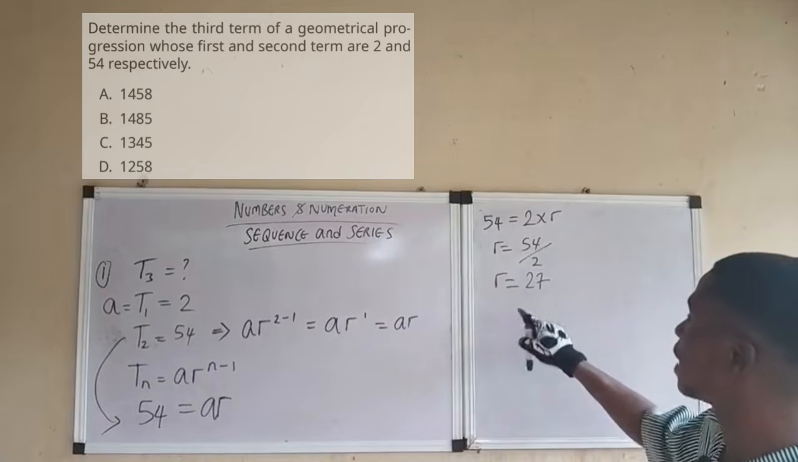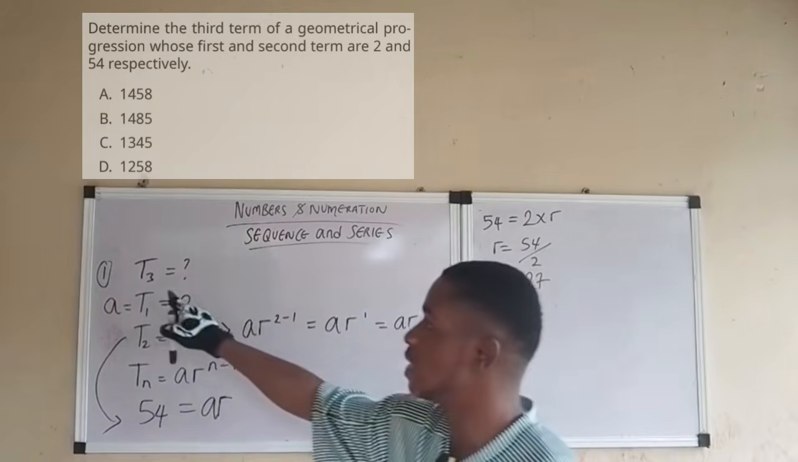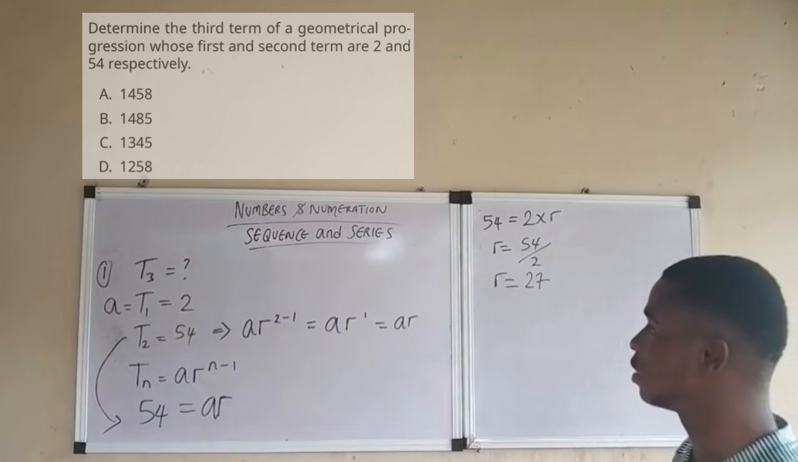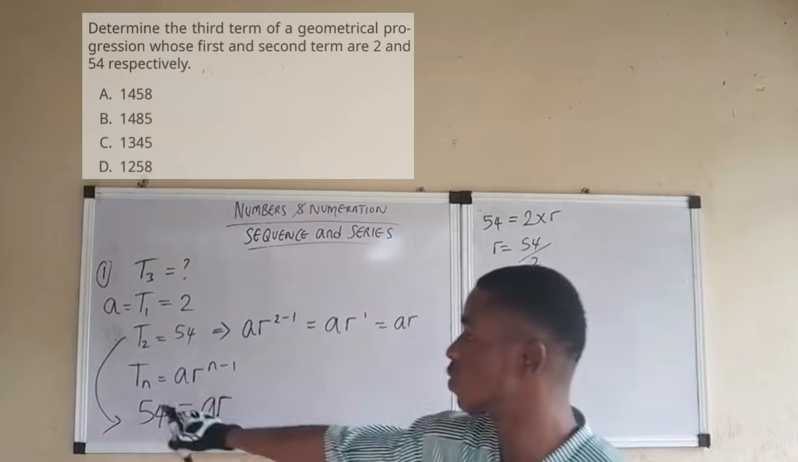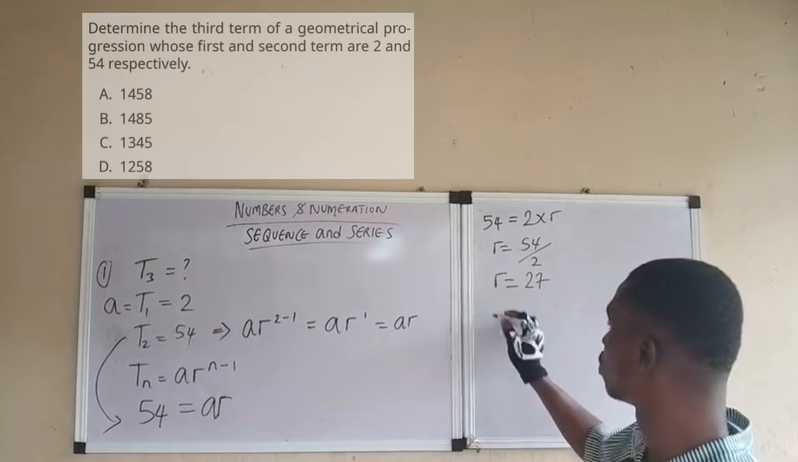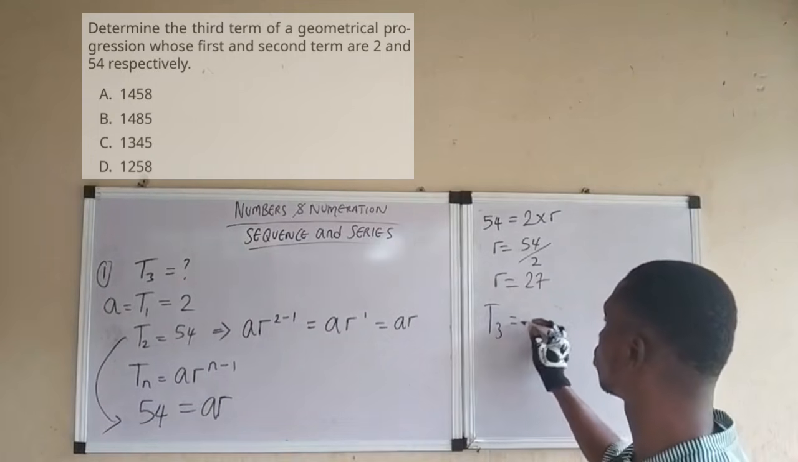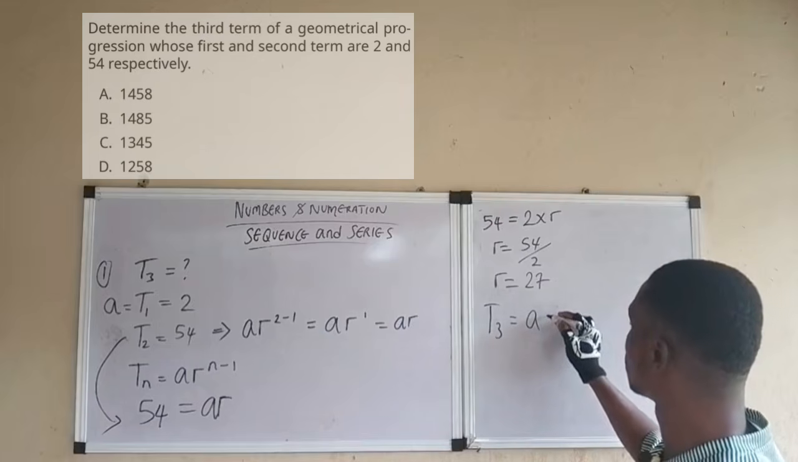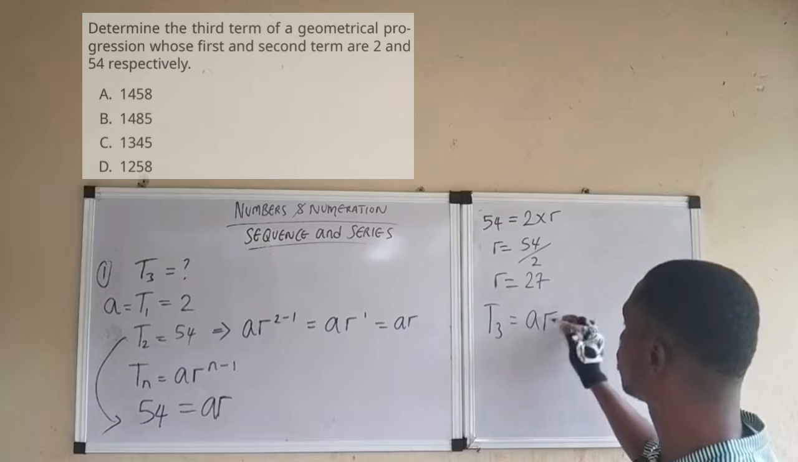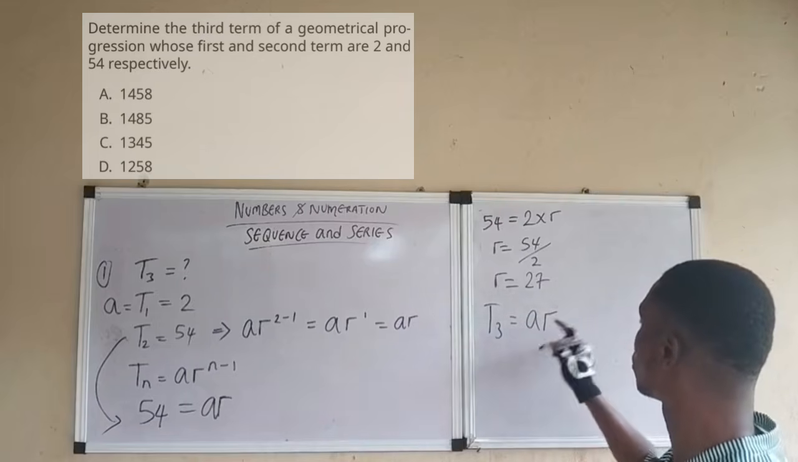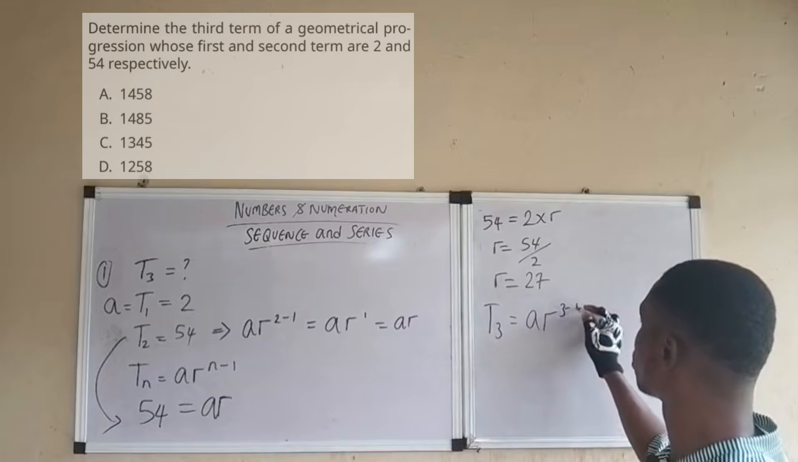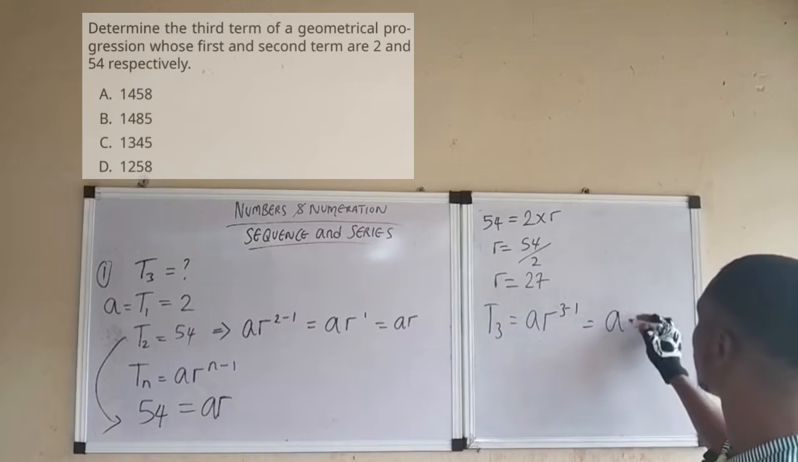So since I know my R, I can then find T3. What is T3? We need to express T3 in terms of the nth term formula. All right? So T3 is equals to A times R raised to power N minus 1. What is N? N is 3. So that's 3 minus 1. So that's AR raised to power 2.